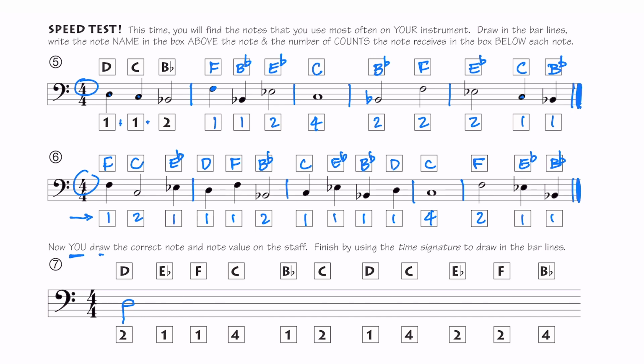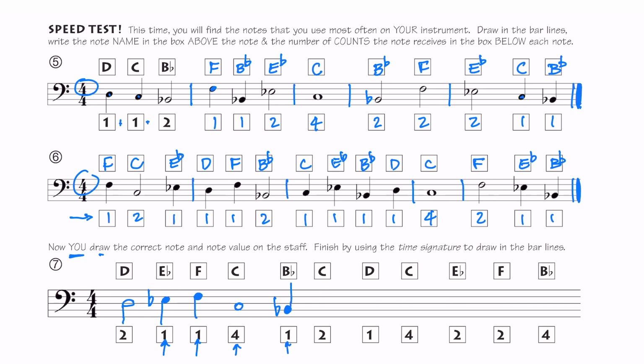So 1 means I'm going to draw a quarter note on an E flat. So here's an E. There's my quarter note, and then I'm going to draw a flat sign on my E. 1 is a quarter note. I'm going to draw a quarter note on my F. 4, so I'm drawing a whole note on my note C. 1, I'm drawing a quarter note on my B flat. Got my stem there going up.